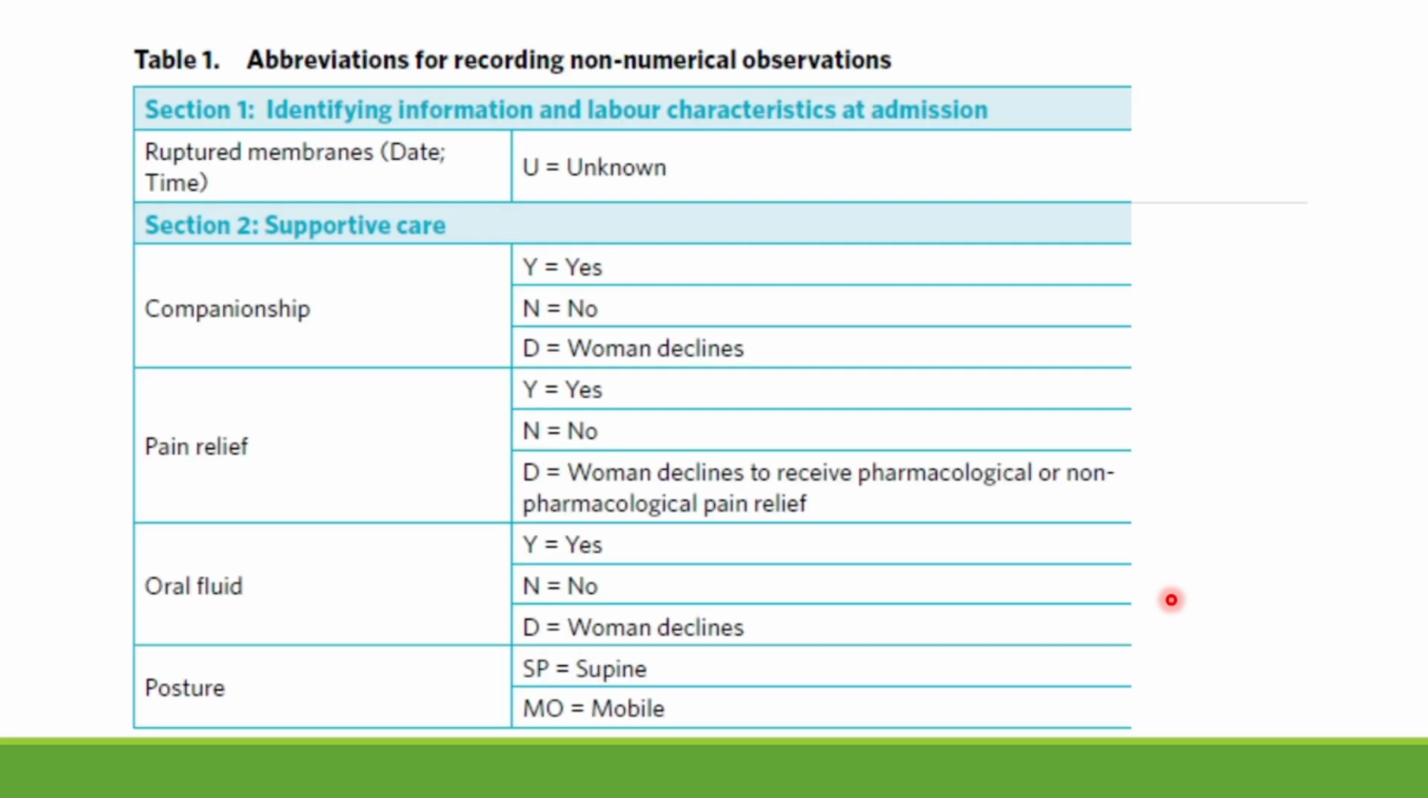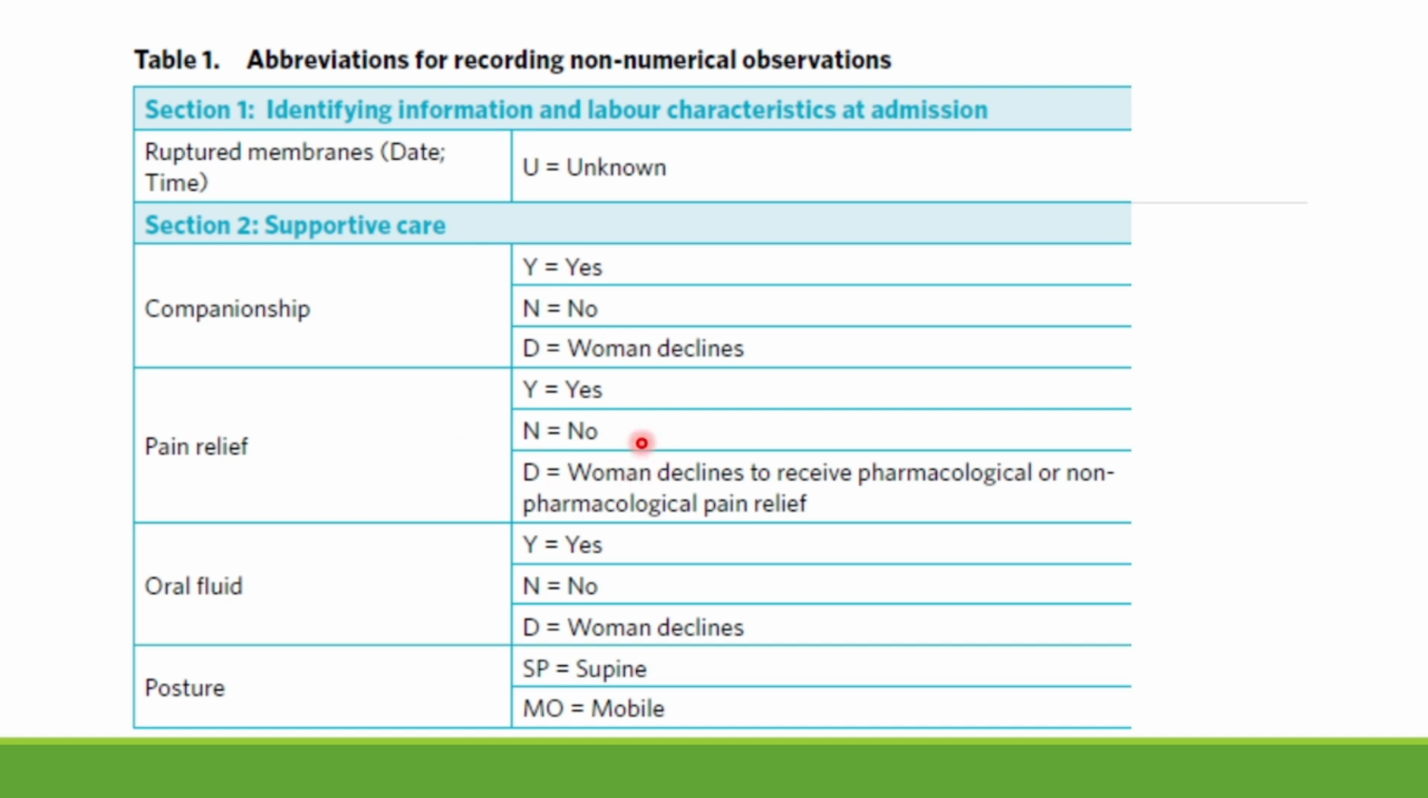Okay, here we see ruptured membranes, date, time, or unknown. For example, we examine the patient and we find she has a ruptured membrane, we write unknown. Companionship, there should be someone present, supportive care for the woman. If yes, yes, and no, no companionship. And if the woman declines, she doesn't want someone with her, so we respect her preferences.